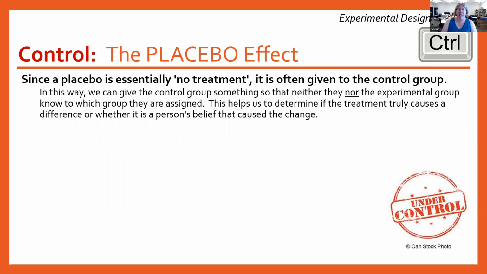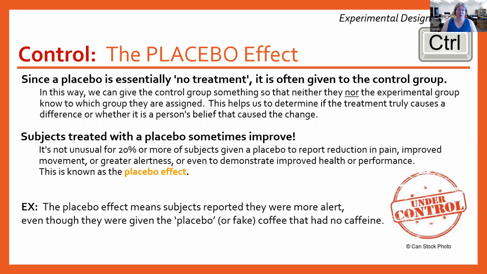This way, we can give the control group something so that neither they nor the experimental group know which group they're assigned. This helps us to determine if the treatment truly causes a difference or whether it's a person's belief that caused the change. That's another thing that could be going on, that mind over body or mind over matter effect. That could also be driving some of the improvement that people think they're feeling or may actually be feeling. The subjects treated with placebo sometimes improve.